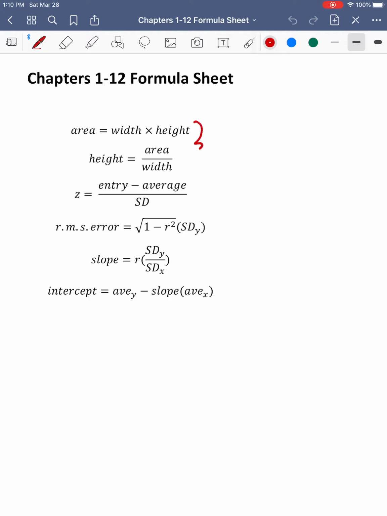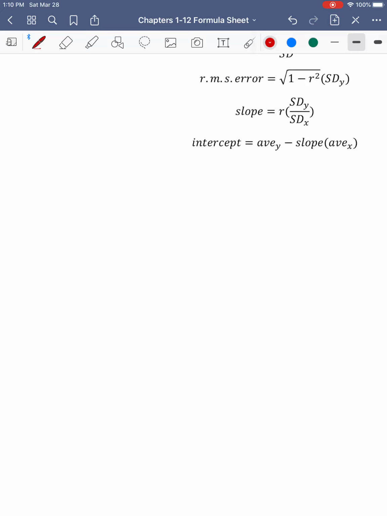So these two right here are for histograms, which was chapter 3. With the histograms, this is what we were using before we moved to the normal curve. So let me just write some notes down here for you.